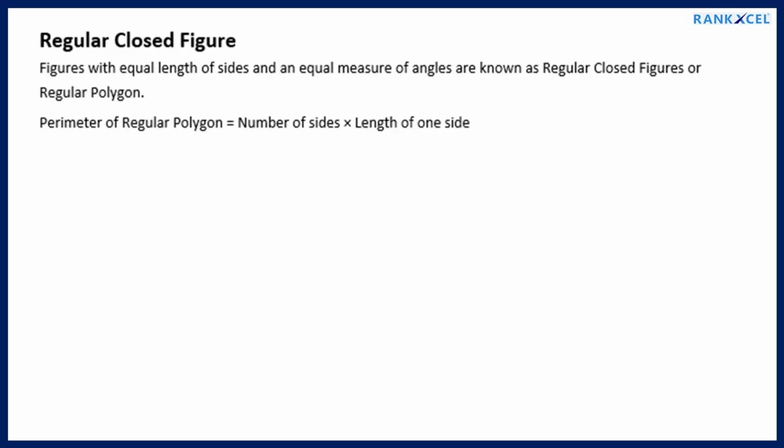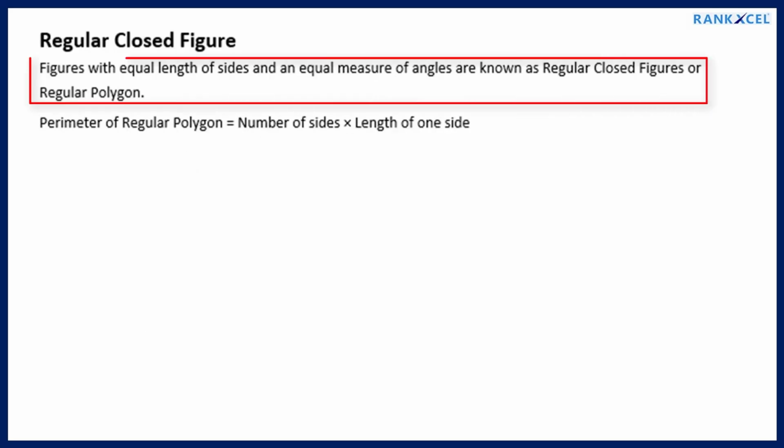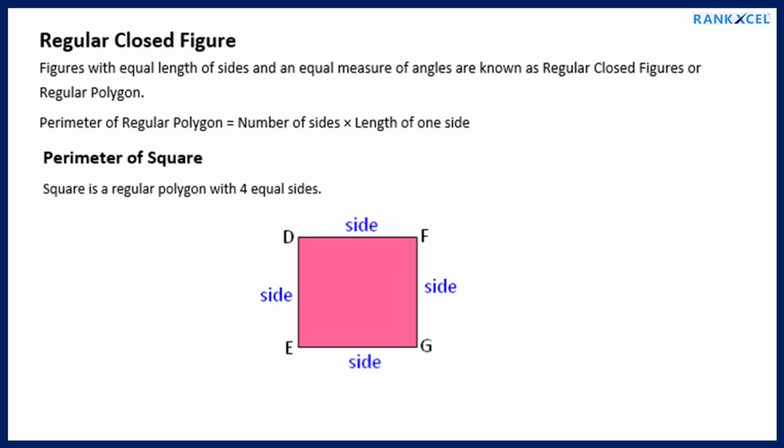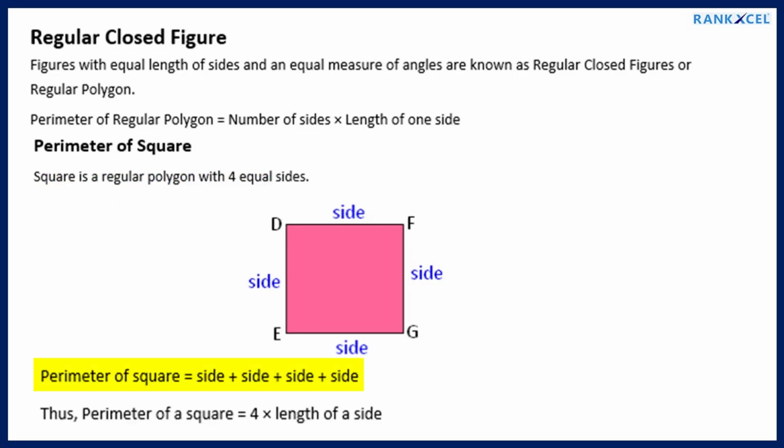Regular closed figure. Figures with equal length of sides and an equal measure of angles are known as regular closed figures or regular polygons. Perimeter of regular polygon equals number of sides times length of one side. Perimeter of square. Square is a regular polygon with 4 equal sides. Perimeter of square equals side plus side plus side plus side. Thus, perimeter of a square equals 4 times length of a side.